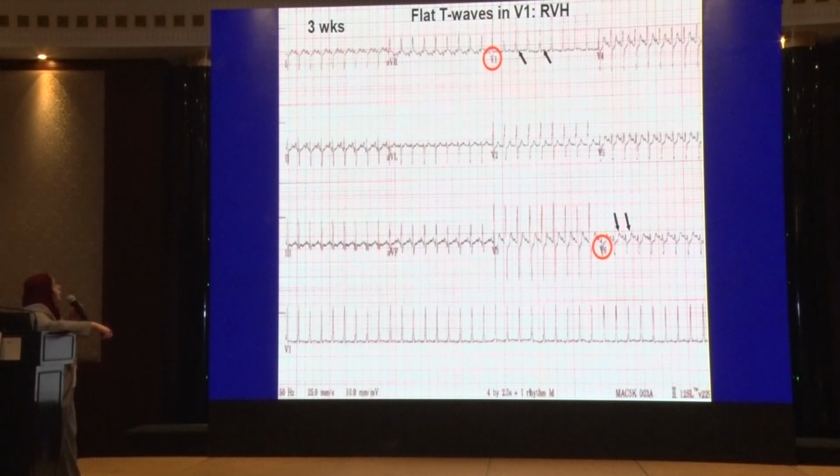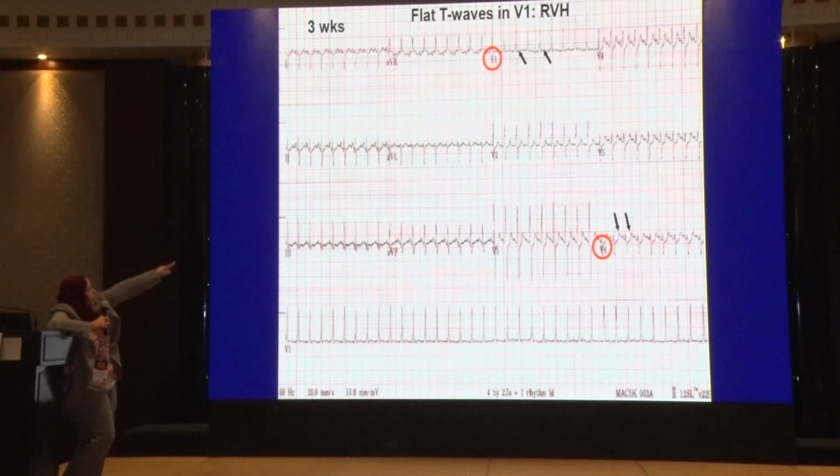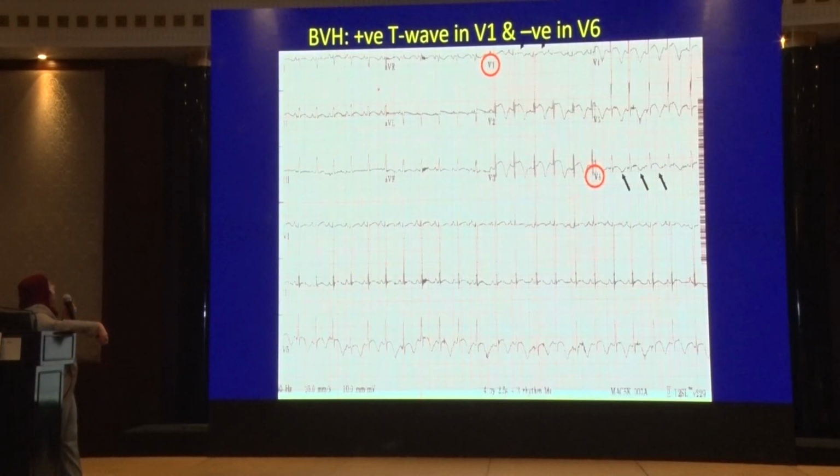Okay, so in this patient, we have more of a flat or positive T wave in V1, and this means that the right ventricle is hypertrophied, because as we said, usually V1 and V2 represent the right ventricle activity, 3 and 4 represent the septum, and mostly lead 6 will be looking for the left ventricle. Okay.